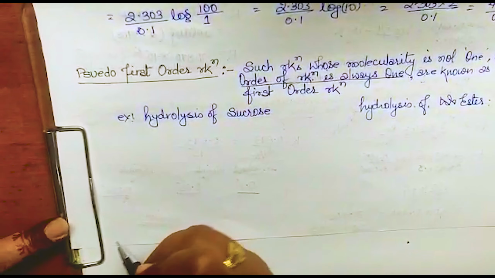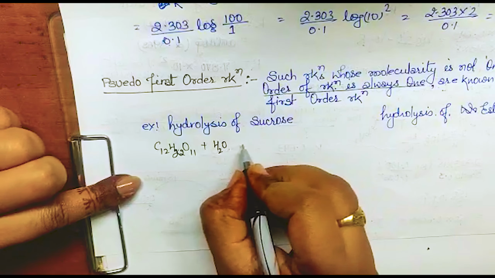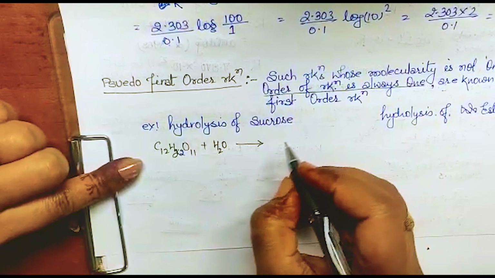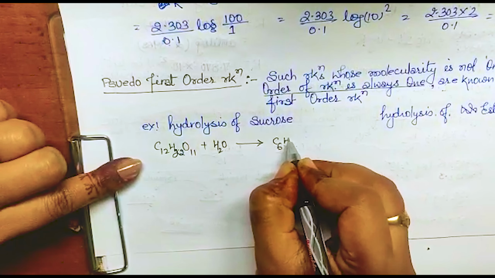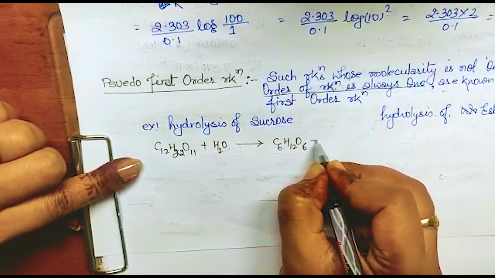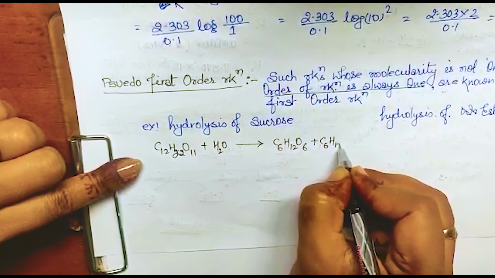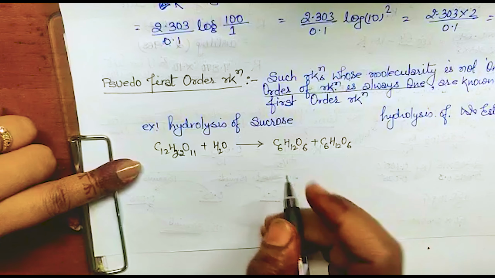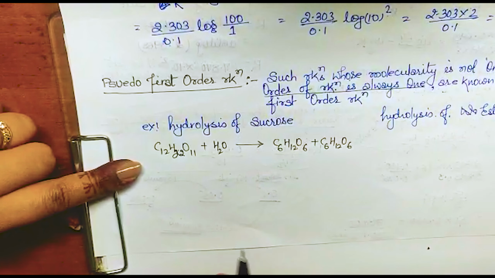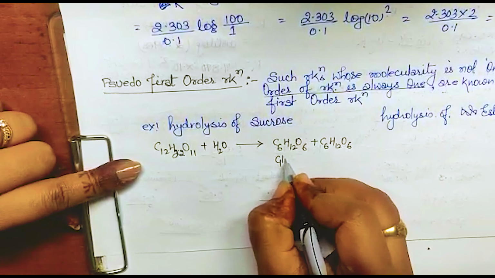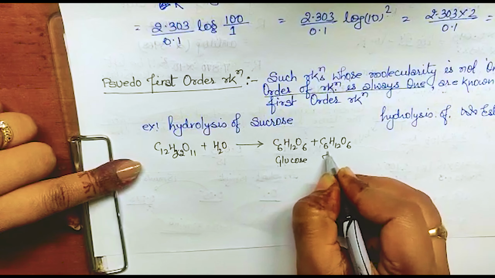So let me write the equation. Sucrose is C12H22O11 plus water. Got it? So when we do this, what will happen? It will give you C6H12O6 and C6H12O6. Here you can ask why I am not writing 2 moles of this, because one is glucose and another is fructose.